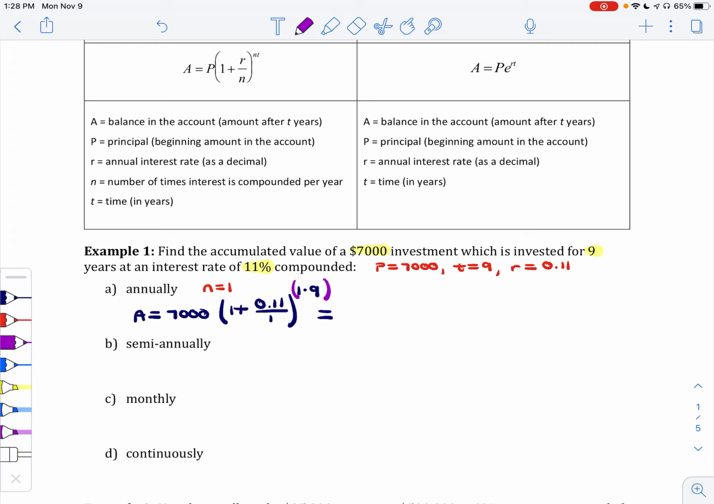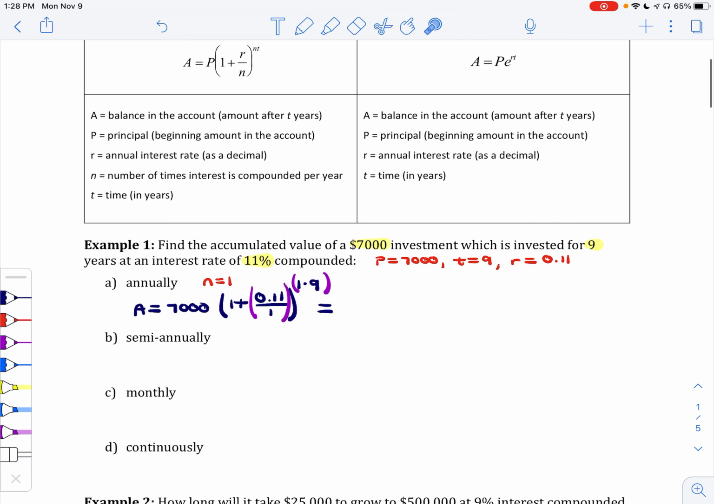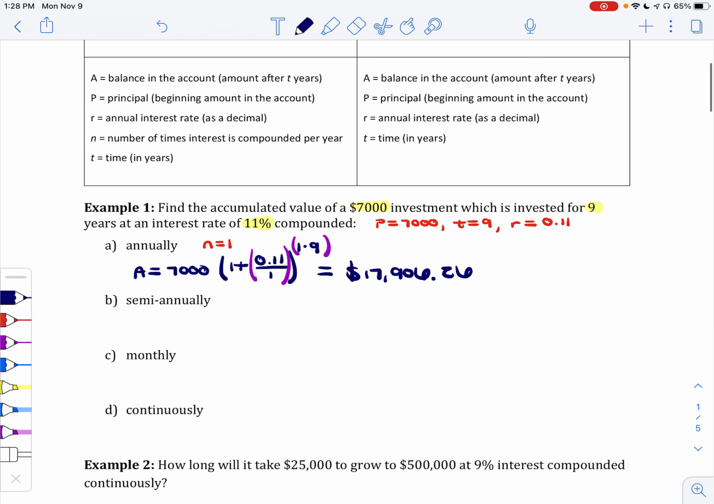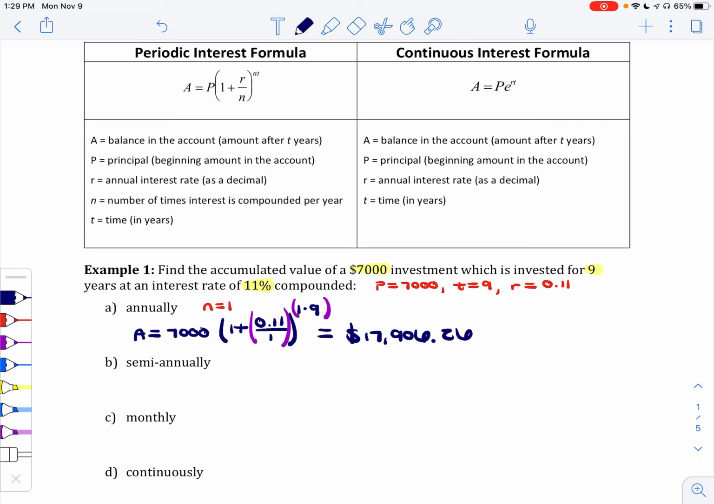If you want to plug it in all at once, make sure you add parentheses around this fraction and make sure you add parentheses around your exponent, right? And if you do add all those parentheses in all the correct places, you should get the right answer. But just play with it a little bit and see how you're more comfortable plugging these in, whether you like to be generous with your parentheses or whether you like to plug it in steps. So if you plug this in, you should eventually get $17,906.26.